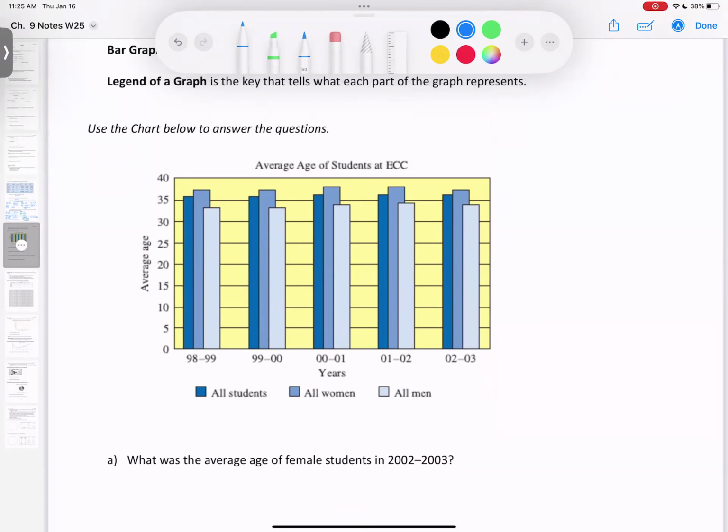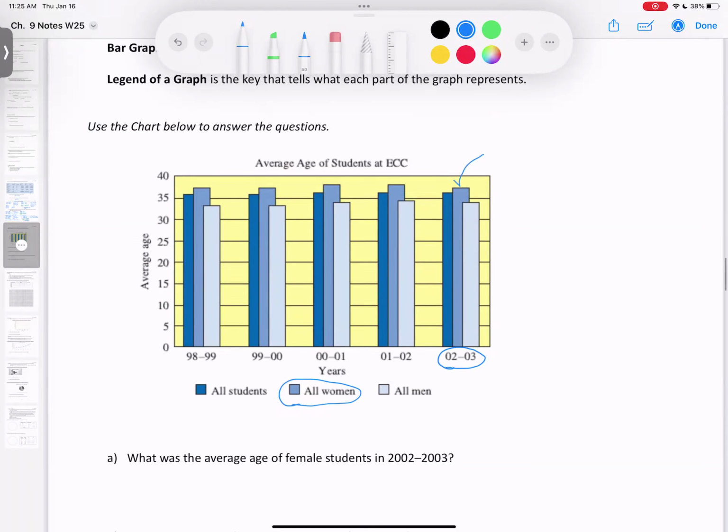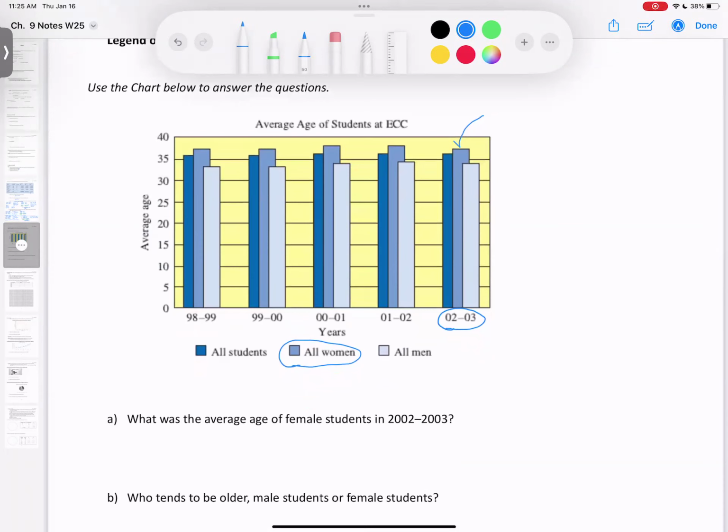So if you look at your horizontal axis, your x-axis there, you'll see that this final group of columns represents our data from 2002 to 2003. We're looking for the age of female students, and in the legend, you'll see that's this kind of medium blue color. So we're looking at this bar right here then. And if you carry that bar over, you'll see that, I'm going to say it's not quite 36, it's probably 37. So the average age is approximately 37 years.